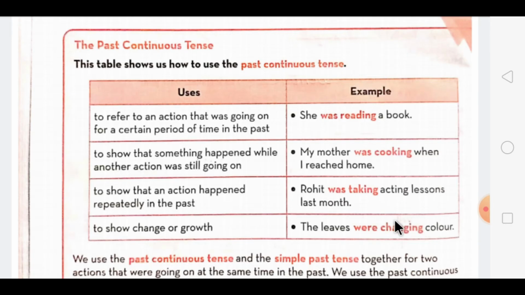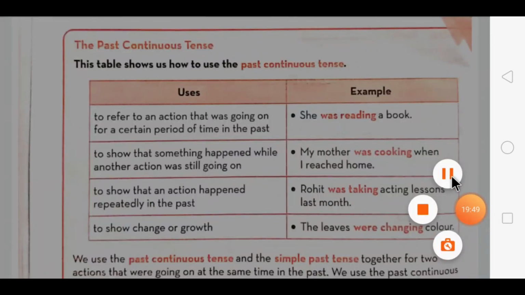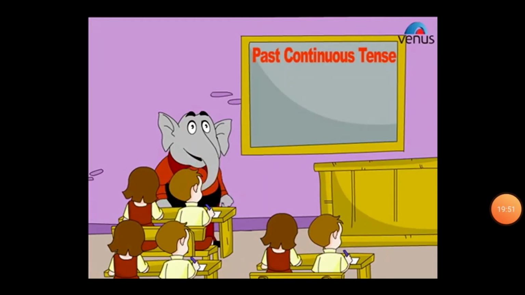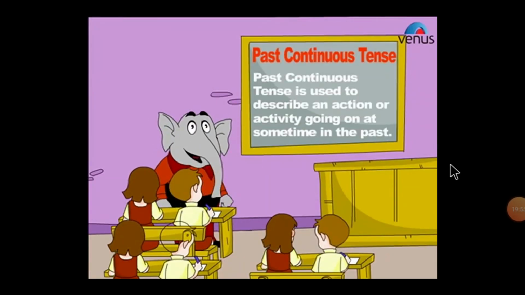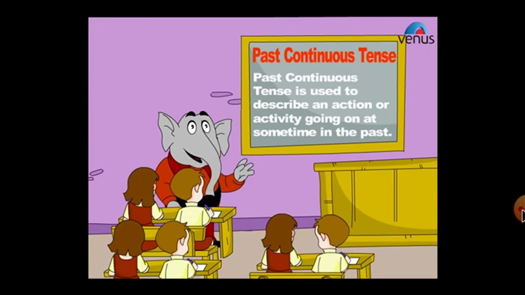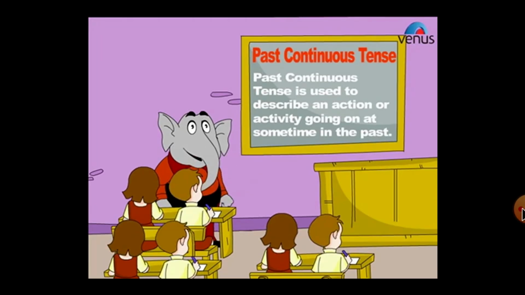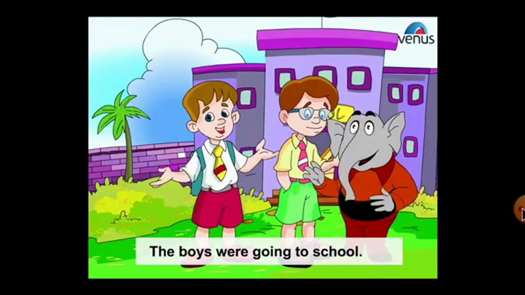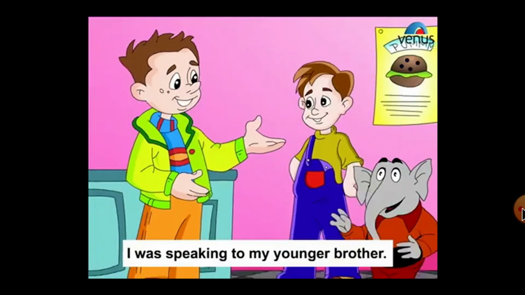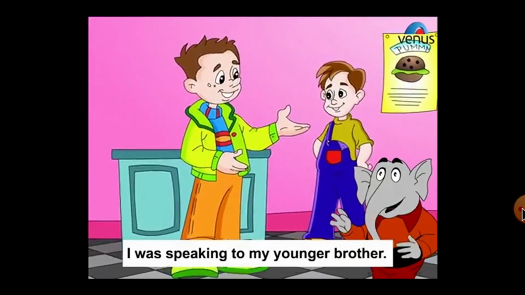Now, before moving on to this tense, I would like to show you an animated video over here. So, let's have a look at the video. Past continuous tense. Past continuous tense is used to describe an action or activity going on at some time in the past. Examples: the boys were going to school. I was speaking to my younger brother.